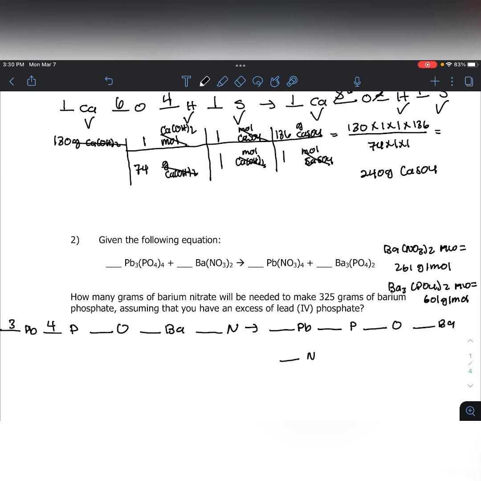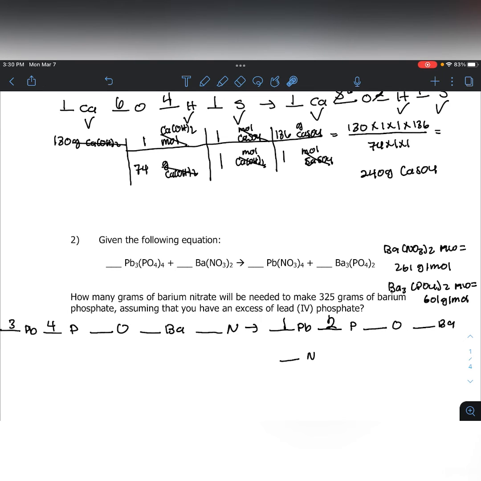All right, so let's go ahead. Right now we have 3 Pb on that side. We only have 1 on this side. Let's see how many phosphorus. We have 4 on this side. How much do we have on the other side? We have just 2.